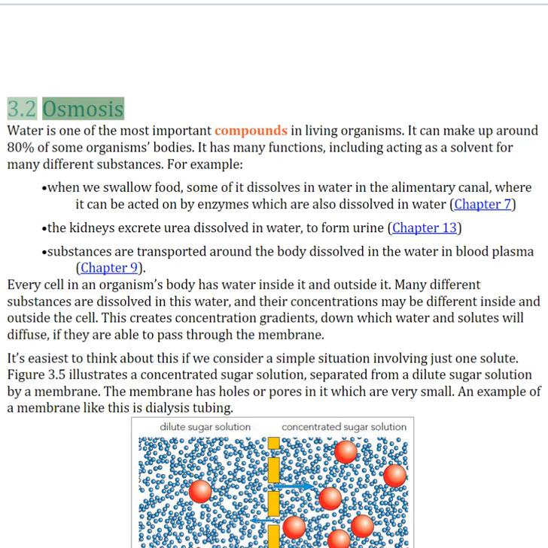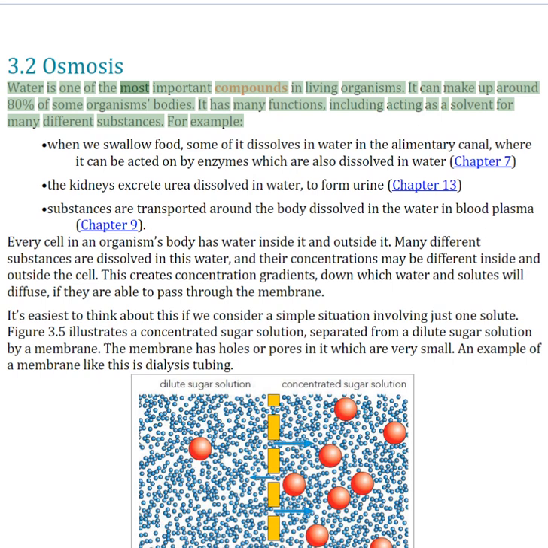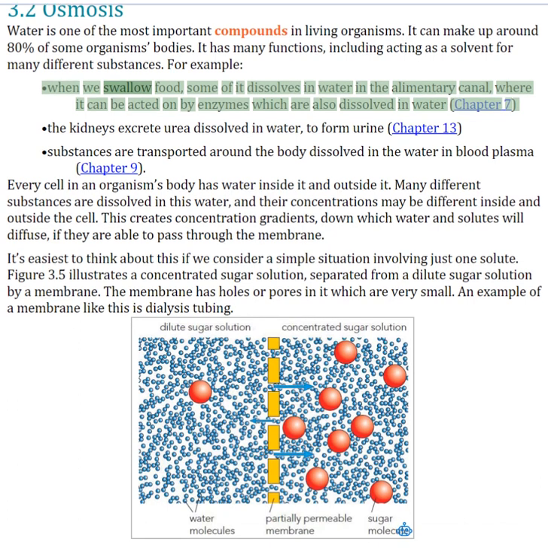3.2 Osmosis. Water is one of the most important compounds in living organisms. It can make up around 80% of some organisms' bodies. It has many functions, including acting as a solvent for many different substances. For example, when we swallow food, some of it dissolves in water in the alimentary canal, where it can be acted on by enzymes which are also dissolved in water.